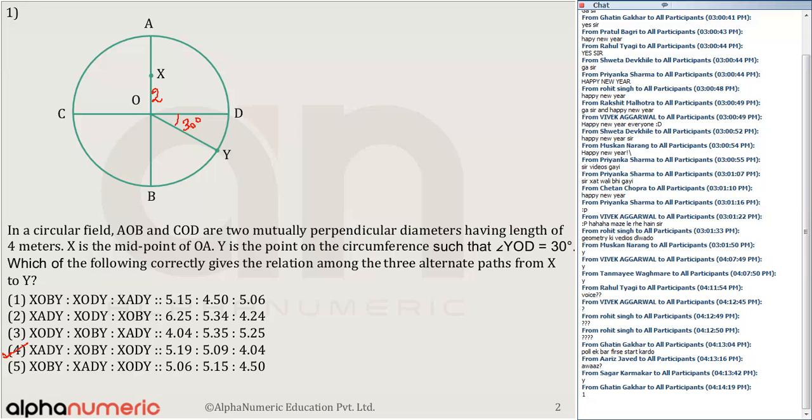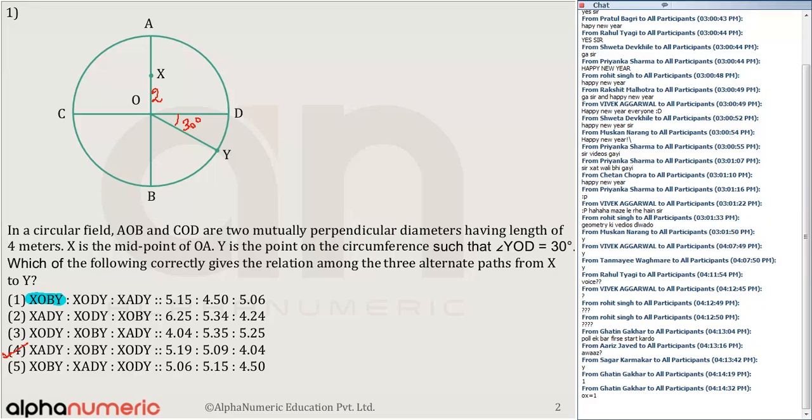Now, if you look at the options clearly here, in most of the options, XOBY is there, XOBY, XOBY and XOBY. In all five options XOBY is there. In one the value is 5.15, one 4.24, one 5.35, one 5.09, and one 5.06. So it's better that I should calculate what is the value of XOBY. The moment I calculate XOBY, we can find out easily here.